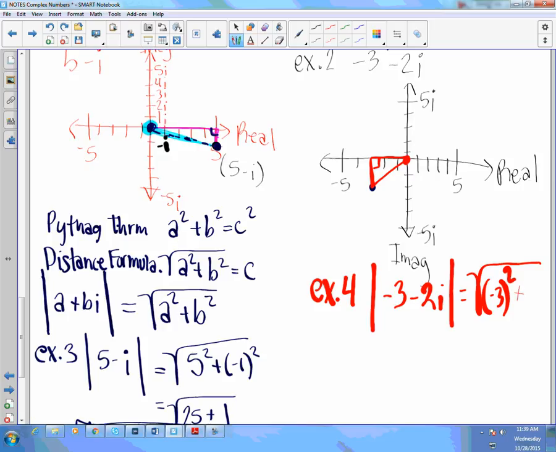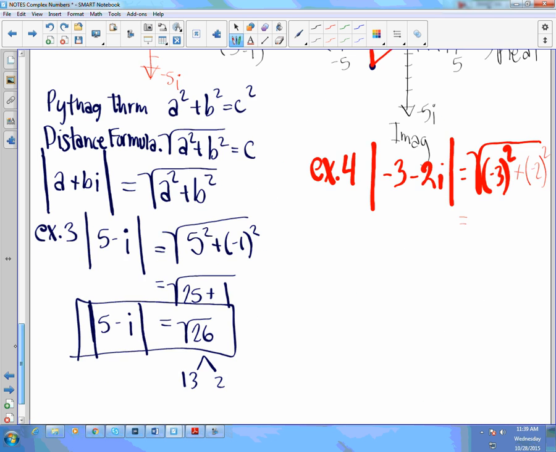Plus, here, what is B? Because that's compared here, right? A squared plus B squared. Is it -2i, or is it just -2? It's just -2, just the number. So it's plus -2 squared. And then we simplify.